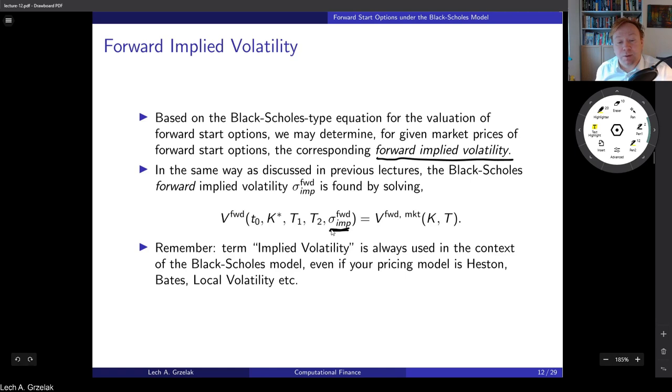So if somebody tells you about pricing of a forward start option and gives you implied volatility, keep in mind that it is very likely the forward implied volatility. This means that you have to use the Black-Scholes equation from the previous slide, and then actually you can get the price back. So implied volatility always corresponds to the context of Black-Scholes. So this is super important. And I have seen many people make this mistake when they talk about a model with jumps, and then they try to figure out what implied volatility means for that model. And it's always Black-Scholes. So this is super important, and please keep that in mind.